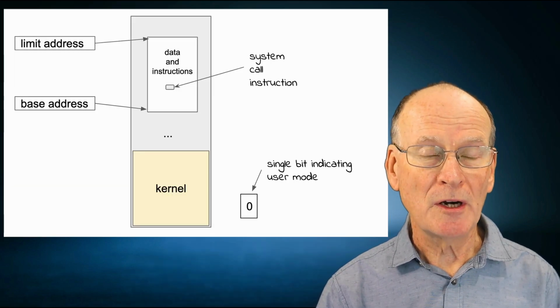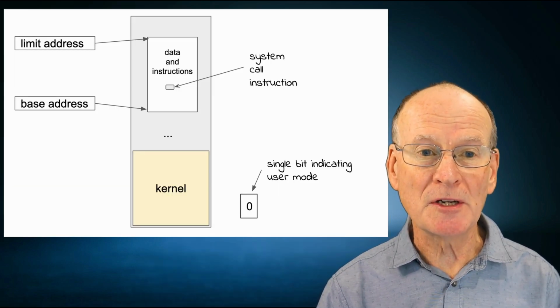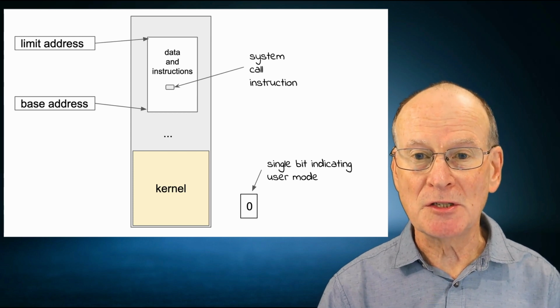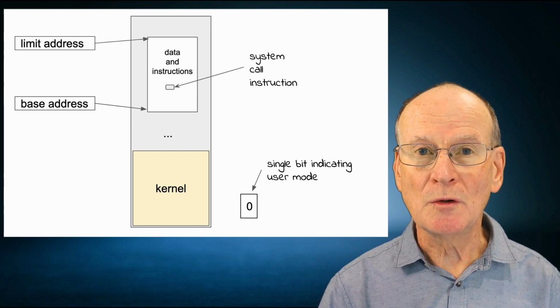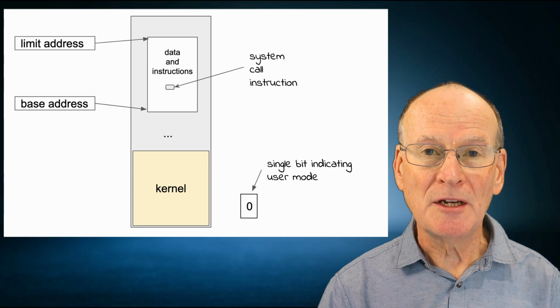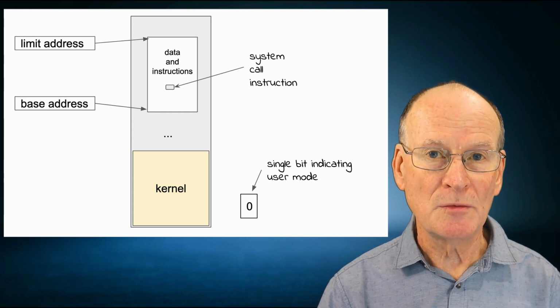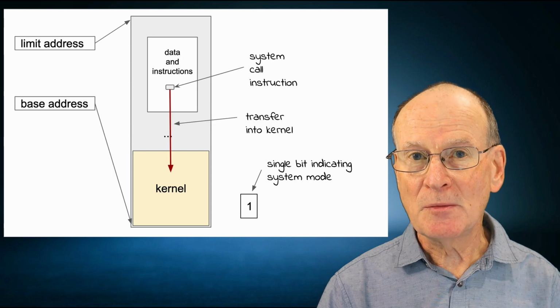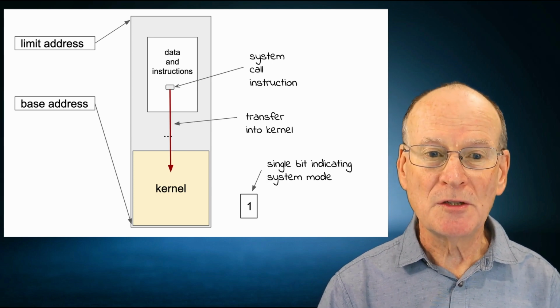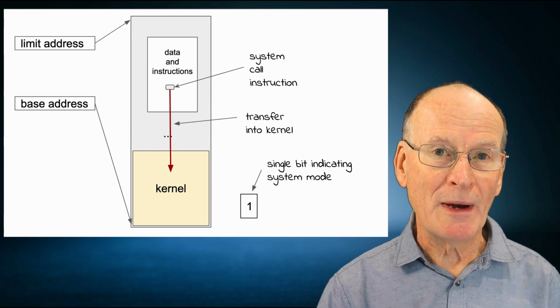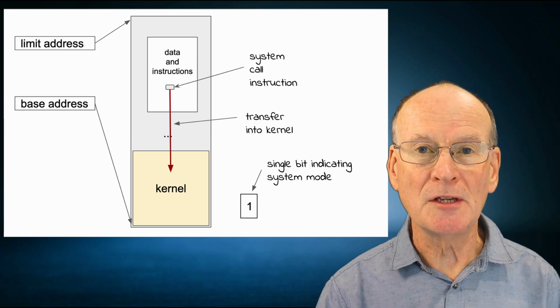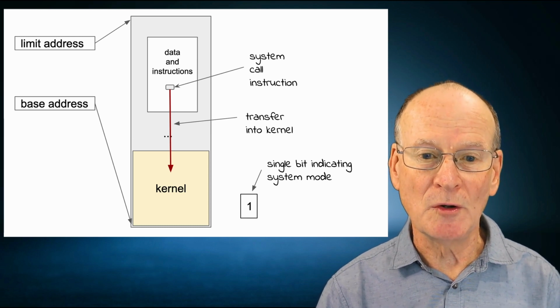The kernel can also gain control by a program explicitly calling the kernel using a special system call instruction. This is how your program requests services from the operating system. Services such as opening and reading or writing files, or making a network connection, or something like that. The system call operates in a very similar way to an interrupt, except it also passes some parameters to tell the operating system what service to perform.